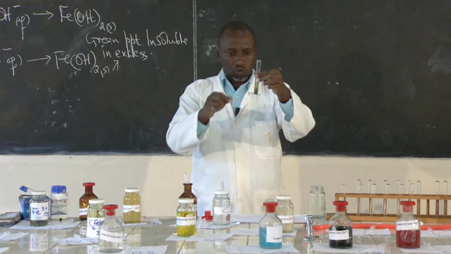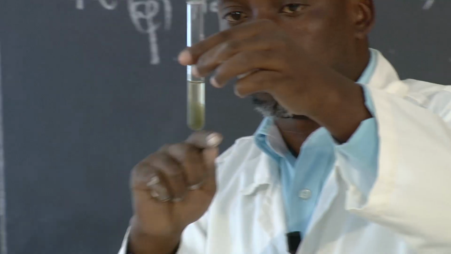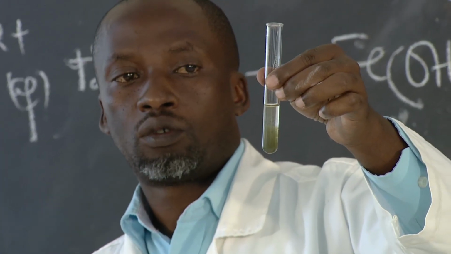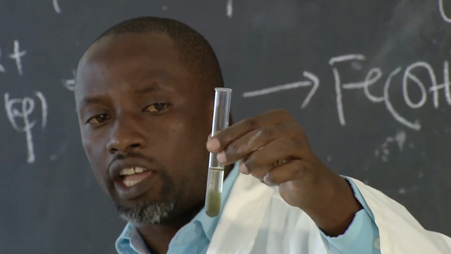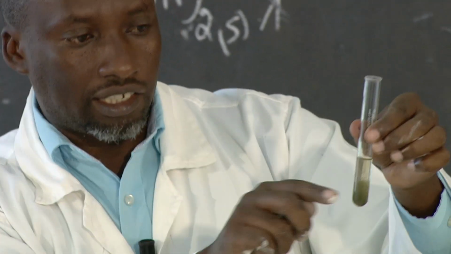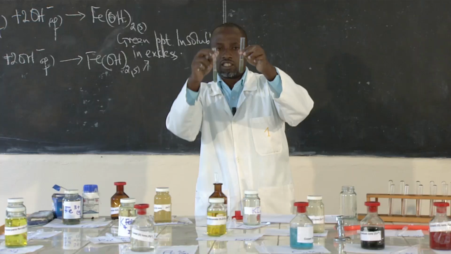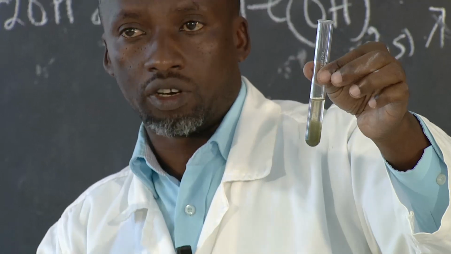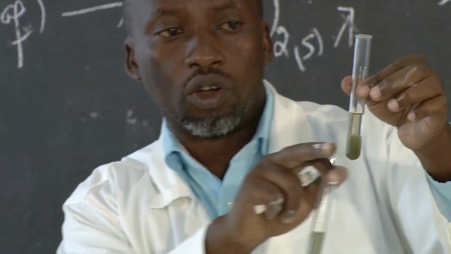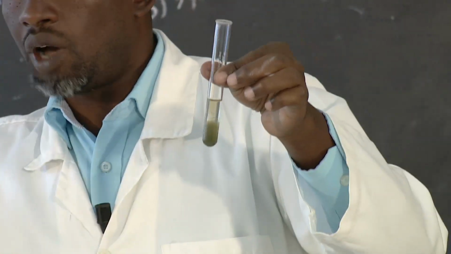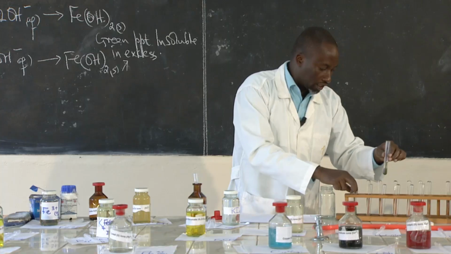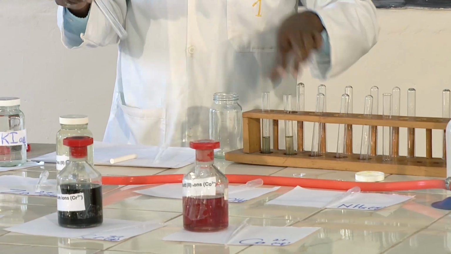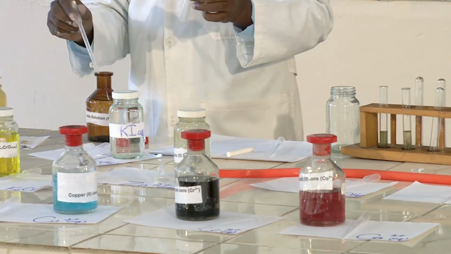So if we're coming back to this one, as I said earlier, I need you to take note of this. The iron 2 easily changes to iron 3. So on standing, this dirty green, it was like this, but if you take a close look at this one, it is turning to brown. Why is it turning to brown? Because it is changing to iron 3 hydroxide. That is because of aerial oxidation.